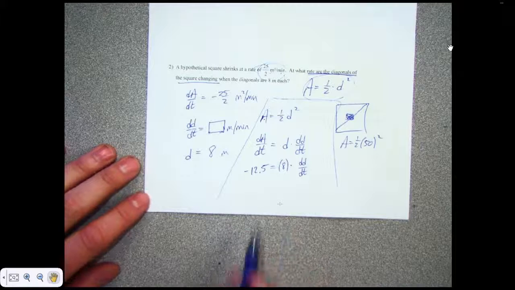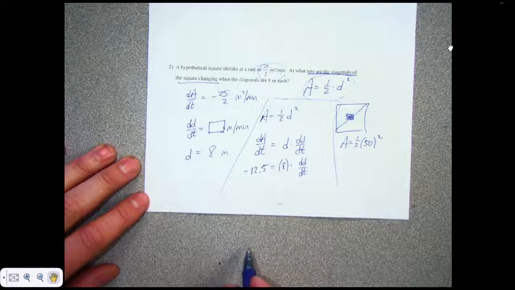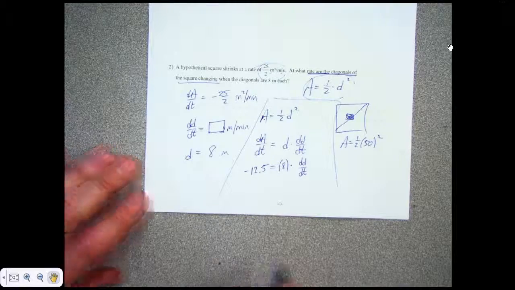Now you've got an algebra problem. Are you guys good from there? Negative 12.5 divided by 8, and you should be good. Right. I want to set up another one though. I'm pretty sure you can handle the division part. Go to number 4.